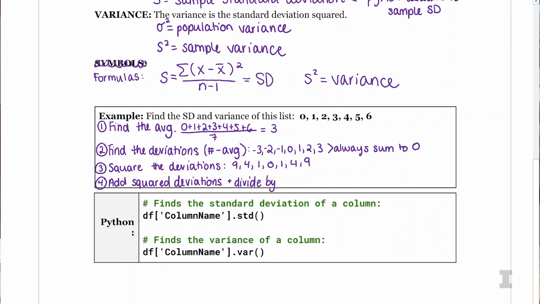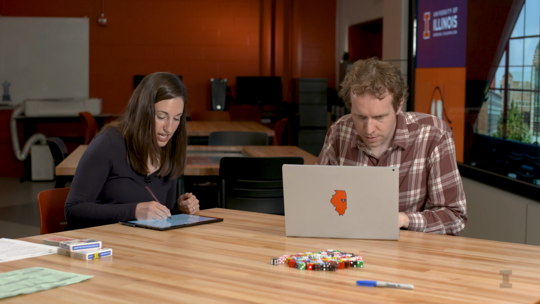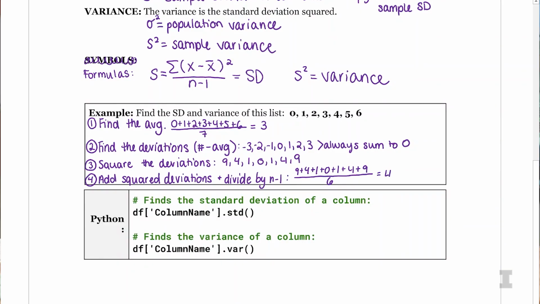So step 4 is to go ahead and add all these together. So I have 9 plus 4 plus 1 plus 0 plus 1 plus 4 plus 9. And that is 28. And then I'm going to divide by n minus 1. So n is our number of observations, which is 7, right? That's right. 0 through 6, 7 numbers. So we're going to divide by 6. So I have 28 divided by 6. Wade is using Python as a calculator. And I get 4.66667, so 4.67. So the last step is that I'm going to take the square root of that.